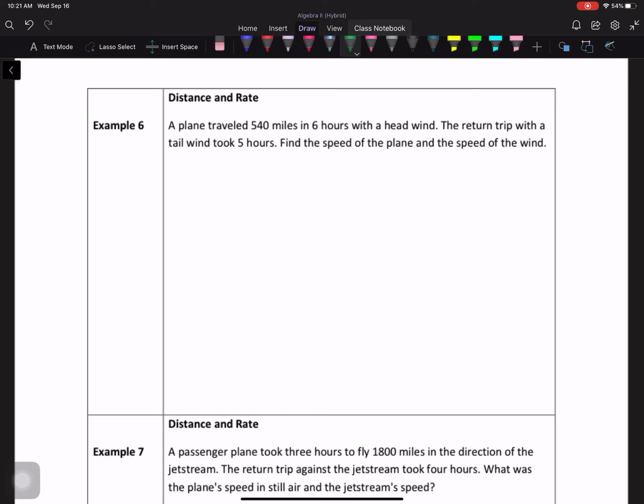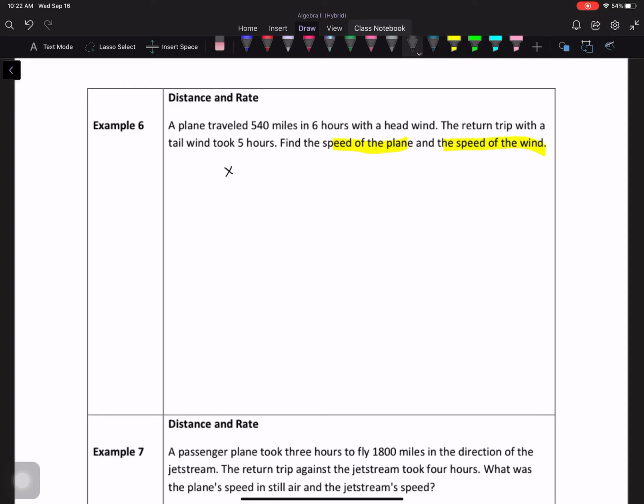So we have a plane traveling 540 miles in 6 hours with a headwind, and coming back, it only took 5 hours for that same 540-mile trip. Find the speed of the plane and the speed of the wind. So here it's telling us what 2 things we need to find very explicitly, right in front of us.